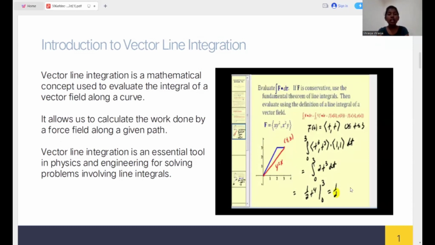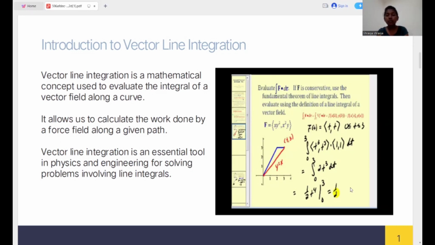Vector line integration is a mathematical concept used to evaluate the integral of a vector field above a curve. It allows us to calculate the work done by a force field along a given path. Vector line integration is an essential tool in physics and engineering for solving problems involving line integrals. We can see some examples of vector line integration in this picture.